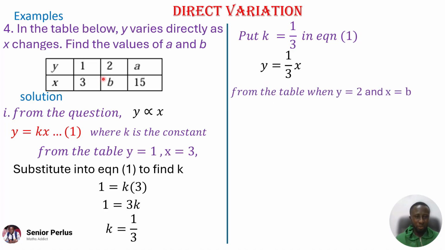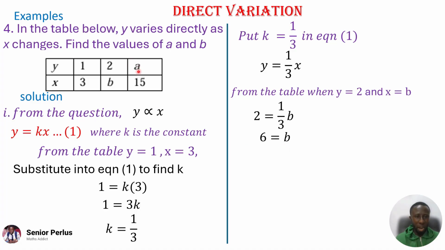Now from the table, y is 2, s is what? B. So this will help us to get our b. Okay, good. So just do the substitution here. Y is 2, s is b. Therefore, we are solving for b. So there's 3 here. Multiply both sides by 3. You get 6 equals b. Then b is 6. Very simple.